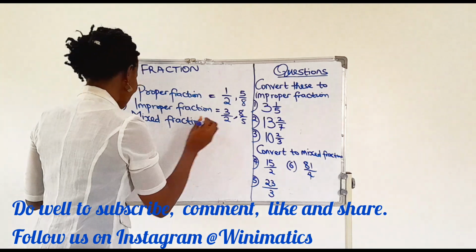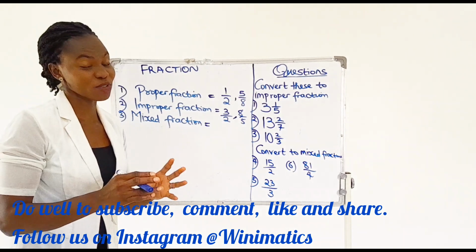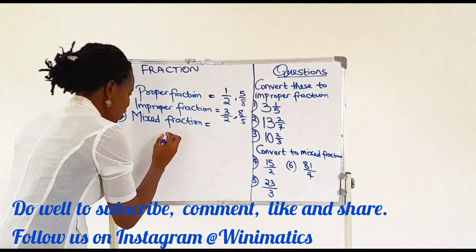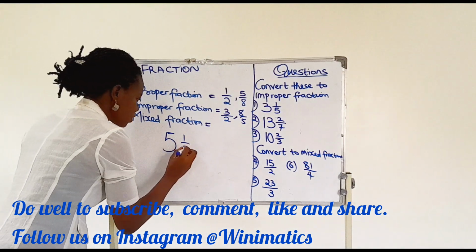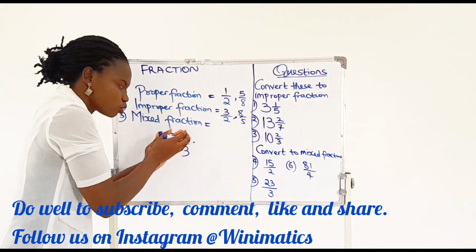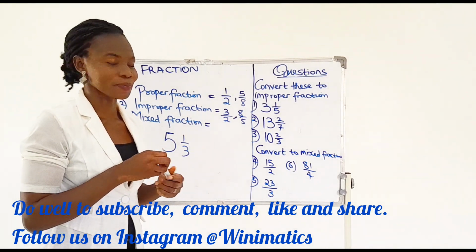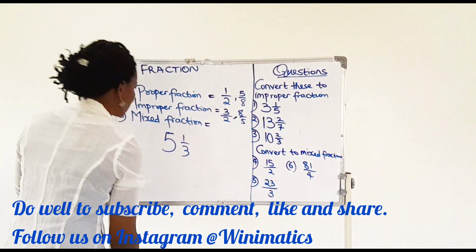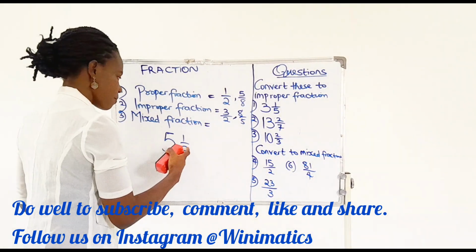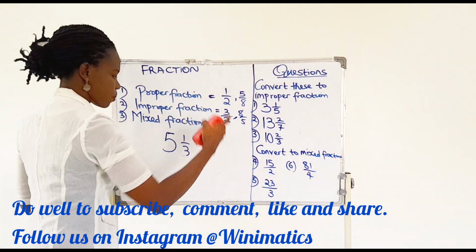Then the third one is the mixed fraction. What do you mean by mixed fraction? A mixed fraction is just a combination of a whole number and a proper fraction. For example, if I have 5 whole number, 1/3. This is a whole number, this is a proper fraction. So when a whole number and a proper fraction join together, it gives us a mixed fraction. Is that clear? In this video, what we'll be looking at basically is how to change fractions from mixed fraction to improper, and then from improper back to mixed fraction.